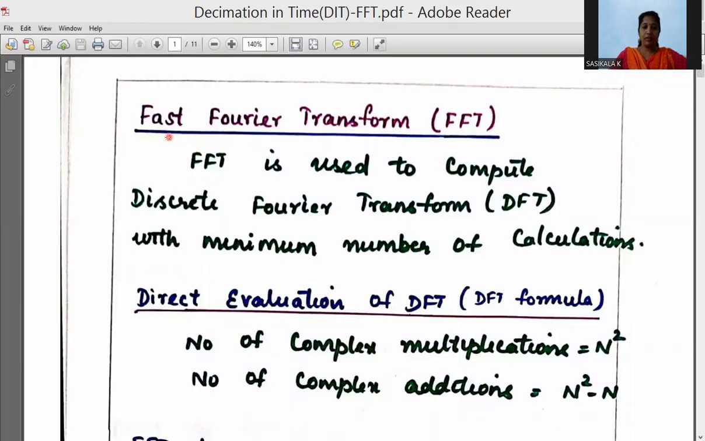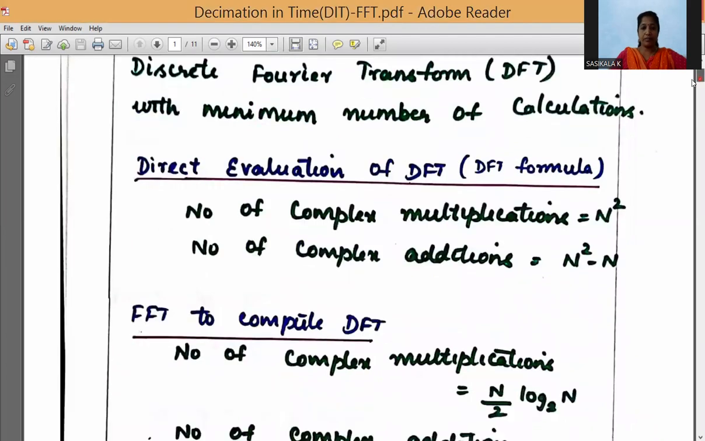Hello everyone. Today we are going to see about the fast Fourier transform, that is FFT. This fast Fourier transform is used to compute the discrete Fourier transform, that is DFT, with a minimum number of calculations. We have the direct formula to calculate DFT also.